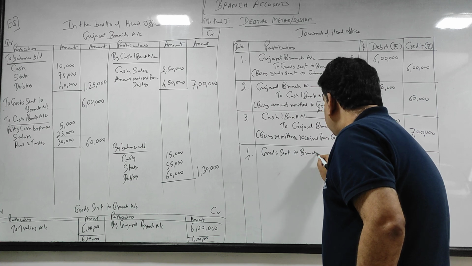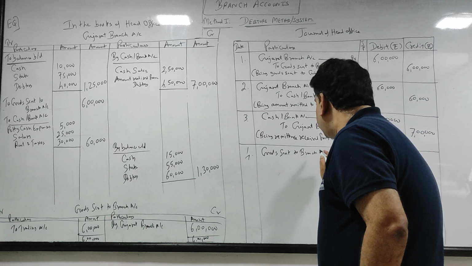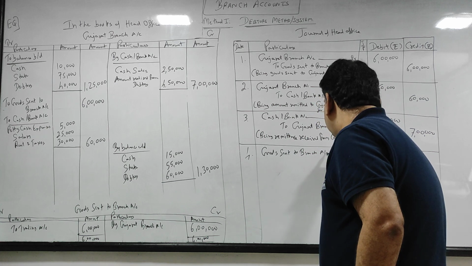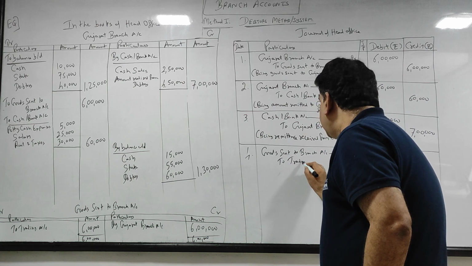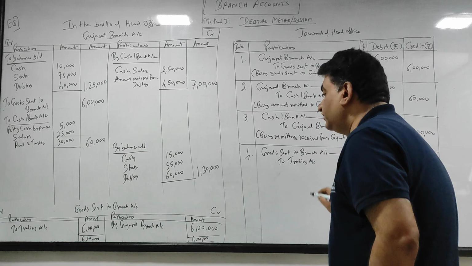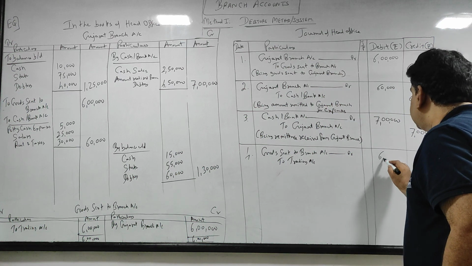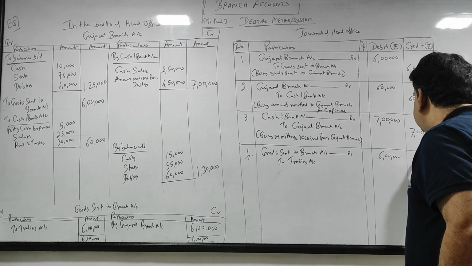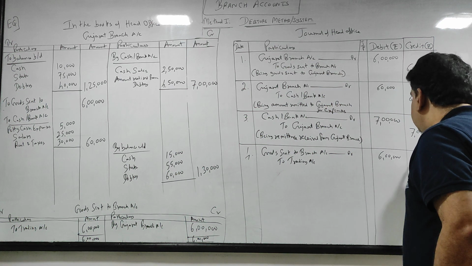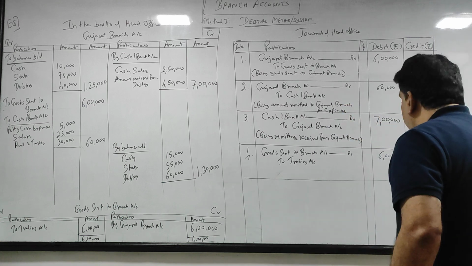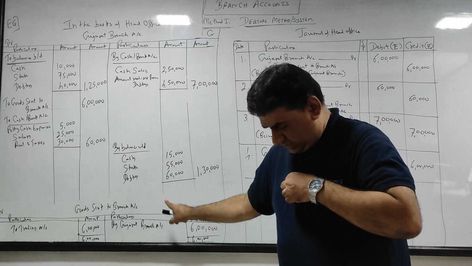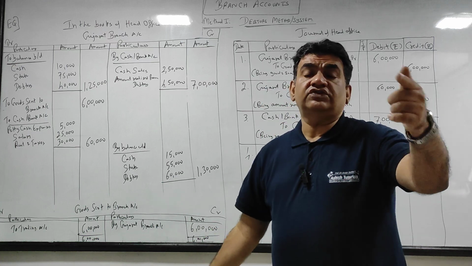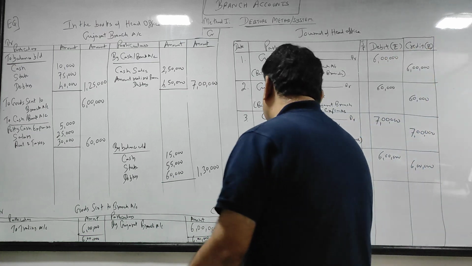Goods sent to branch account or Gujarat branch account to trading account, but it's better to write branch only because there should be no confusion. That is 6 lakhs. Got it, guys? All of you got it? Why we made this account? So that for the entry of transferring to trading, you all shouldn't get confused.